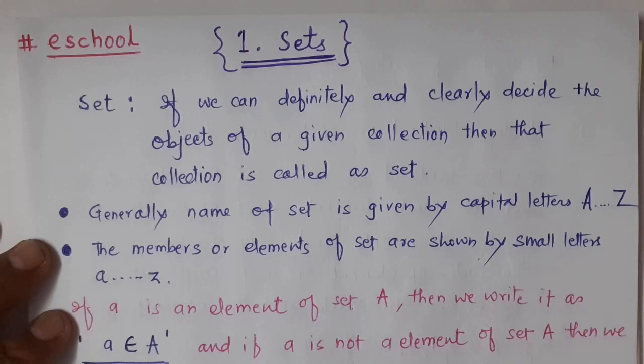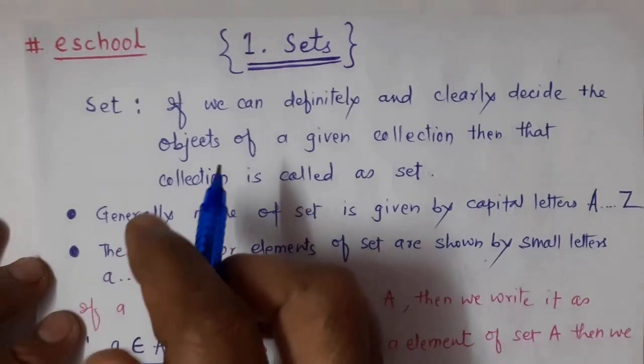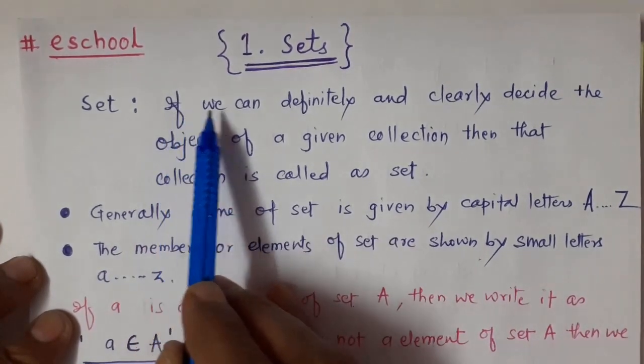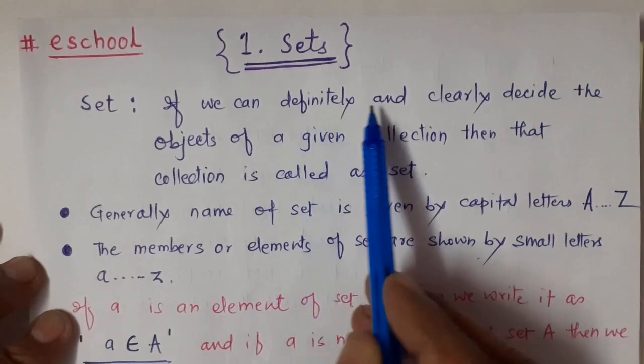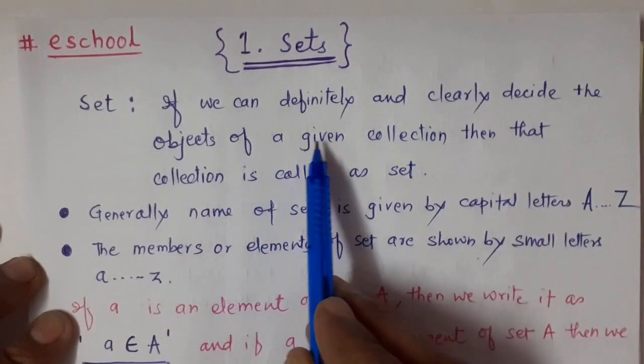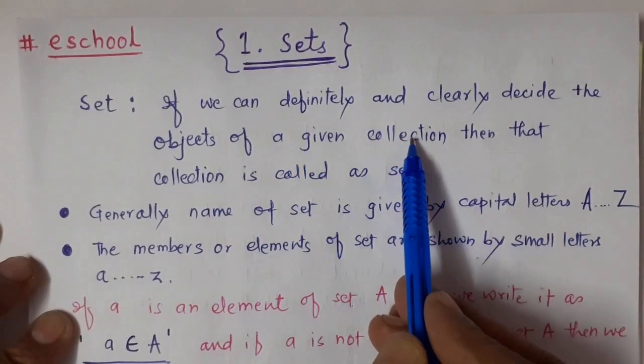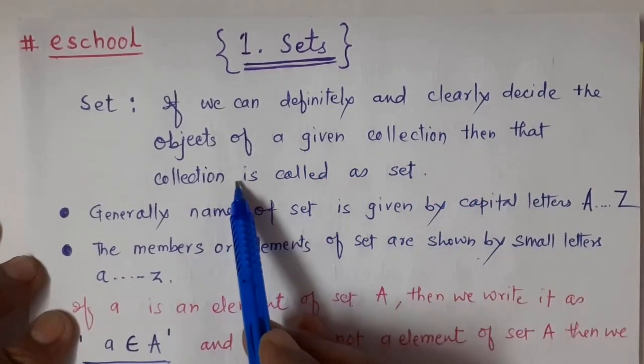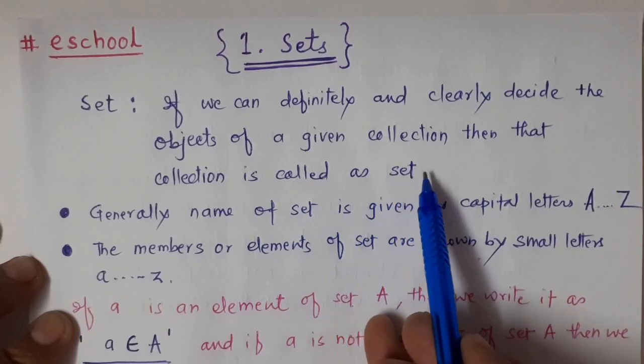We are seeing mathematics part 1, and in that we are seeing chapter 1, sets. First of all, we will understand what a set itself is. If we can definitely and clearly decide the objects of a given collection, then that collection is called a set.